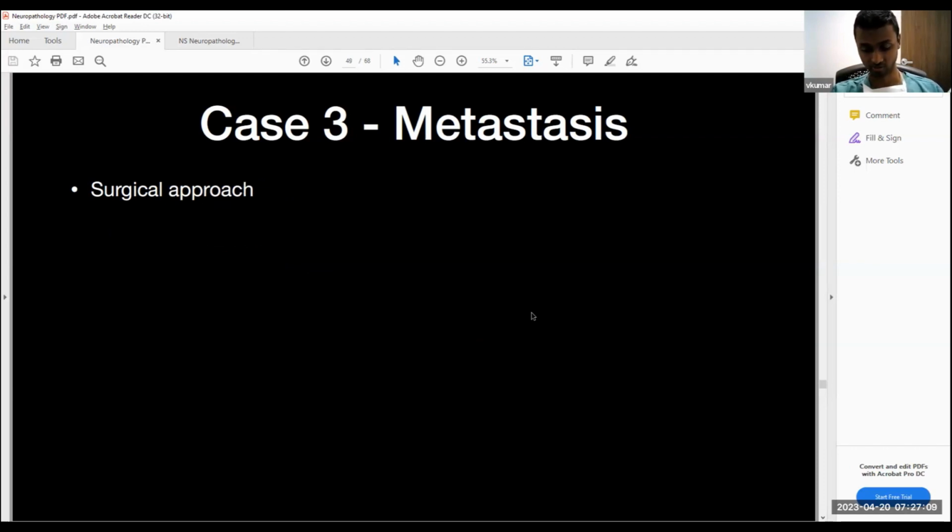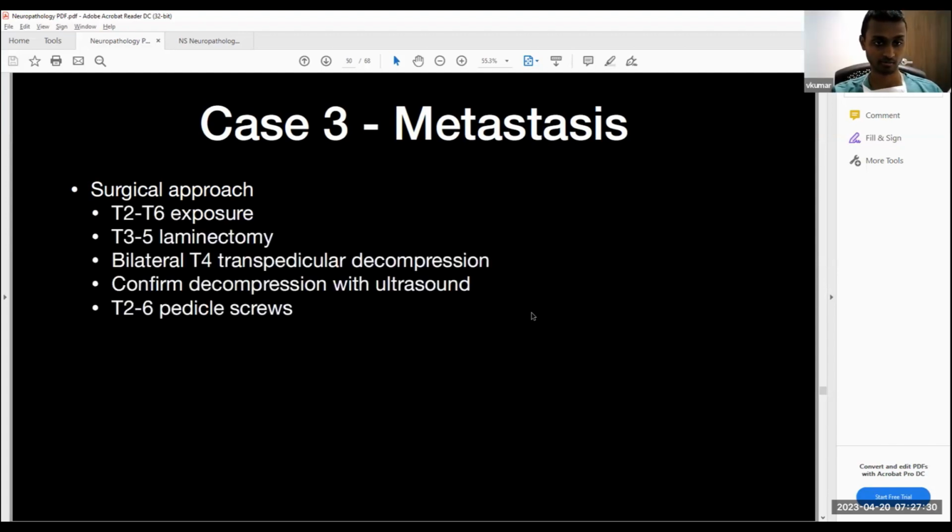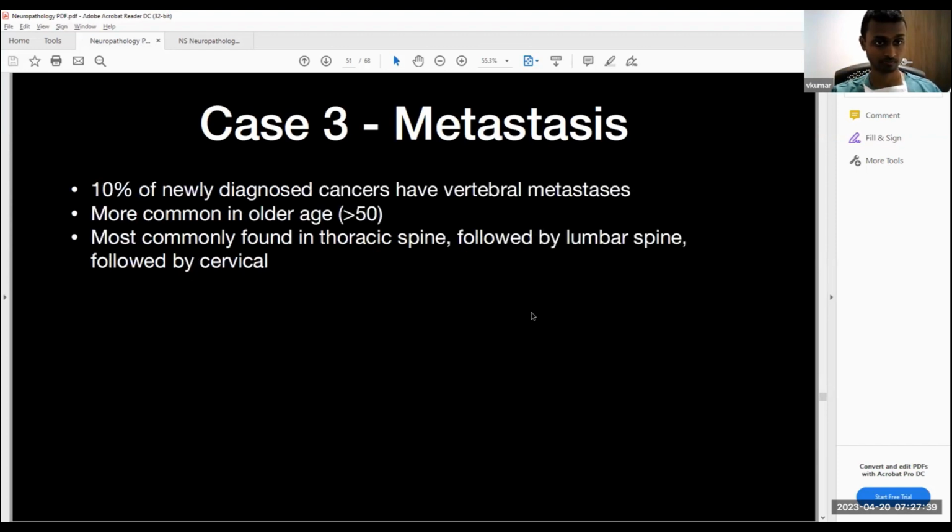And so for this one, how would you approach it? Yeah, for something like this, I would approach it with a transpedicular decompression. It looked like the tumor caused a good amount of circumferential encasement, so I could do bilateral transpedicular decompressions and then instrumented fusion 2 levels above, 2 levels below. Awesome. Yeah, so T4 bilateral transpedicular, confirm with ultrasound to make sure that the decompression is adequate. And then 2 above, 2 below.